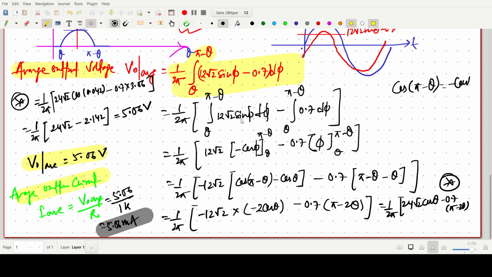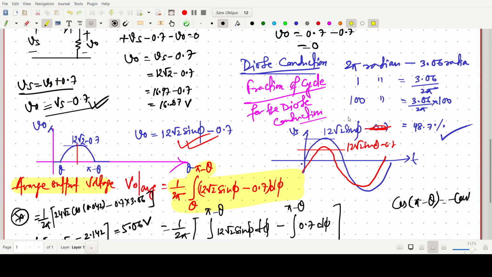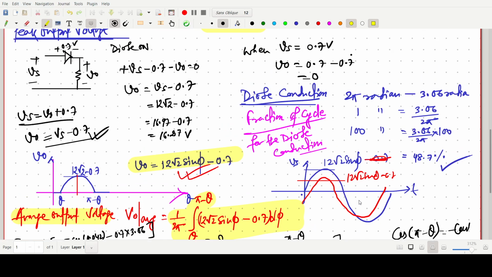Okay, clear? So after a step by step procedure we can find the average output waveform. But the thing is that we have to know how to write this waveform. 12 root 2 sin phi is the sinusoidal waveform, but the peak is 12 root 2 minus 0.7. So first we have to do the 12 root 2 sin, then minus 0.7, then we have to solve. So like that we can solve this problem.